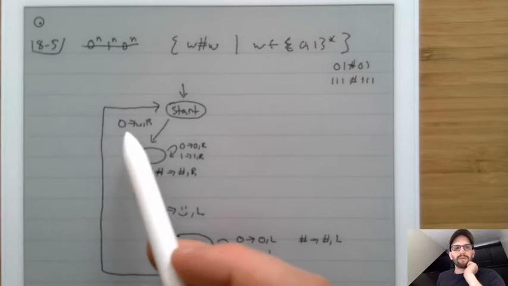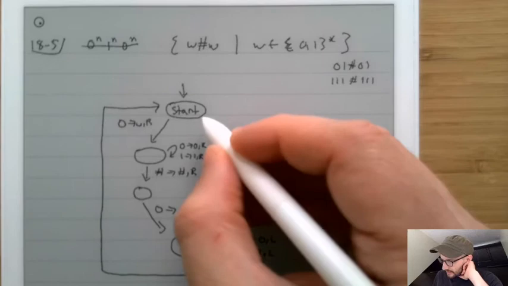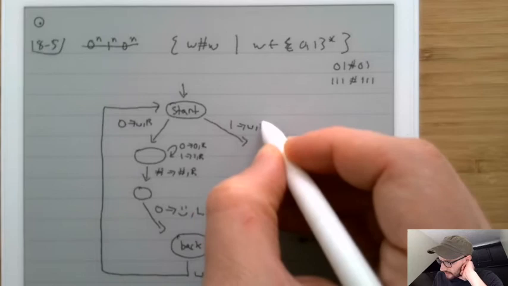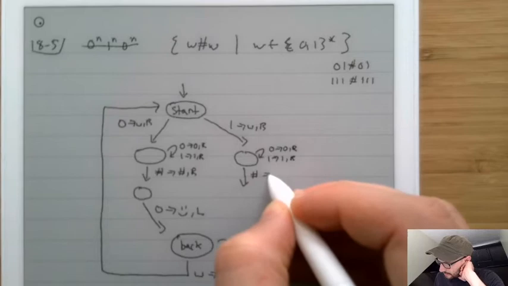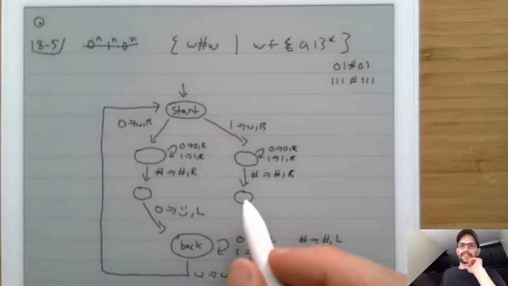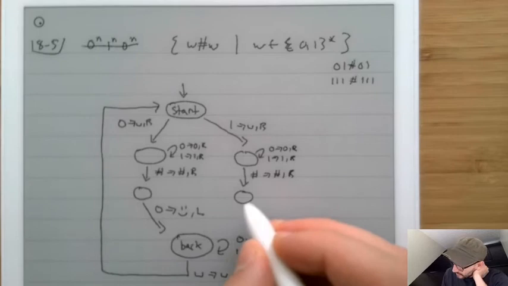Now, what if the next character that we saw was a one? Well, in that case, we'll write it with a blank. We'll go over here. We'll skip over the zeros. We'll skip over the ones. And then we'll eventually see a hash. And now at this point, we expect to see a one, but actually we know that there's a happy face there. So we've got to skip over that happy face. So what we'll do is we'll put a loop right here that says, if you see a happy face, skip over it and move to the right.